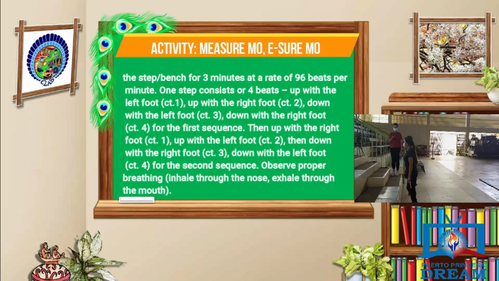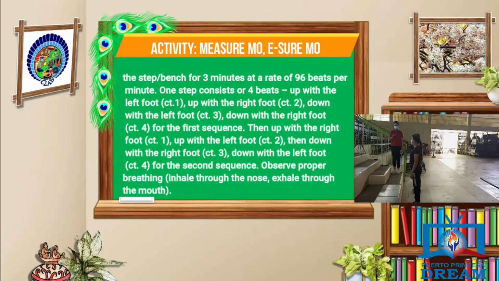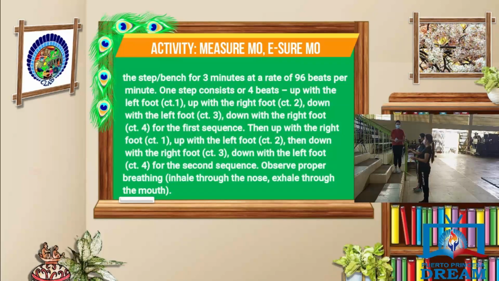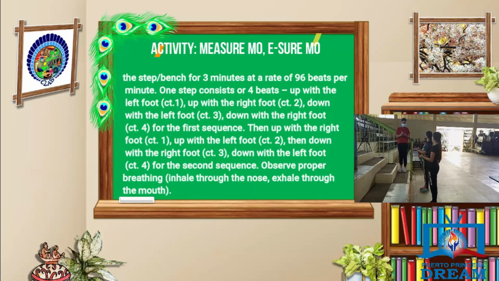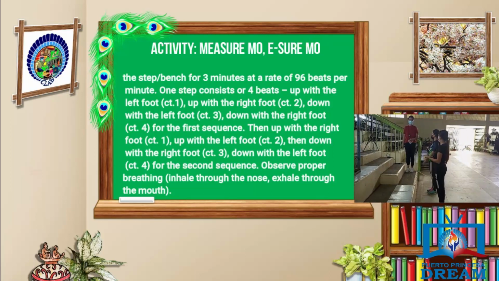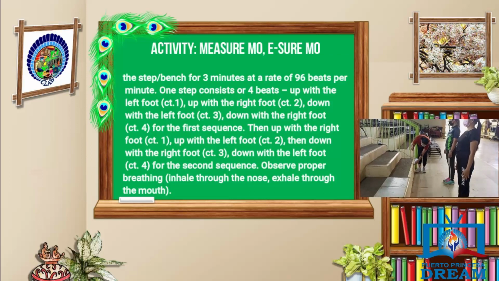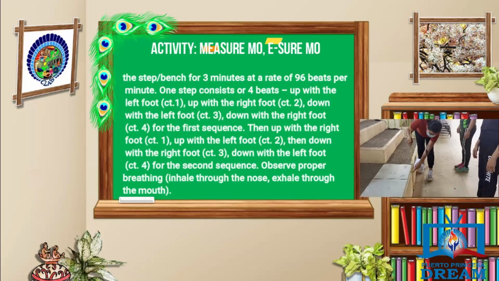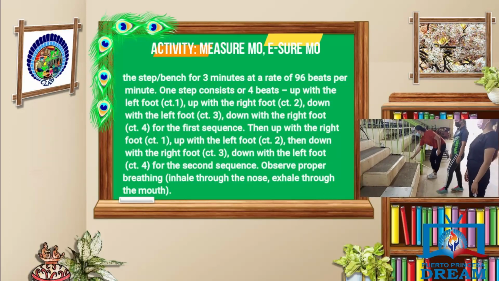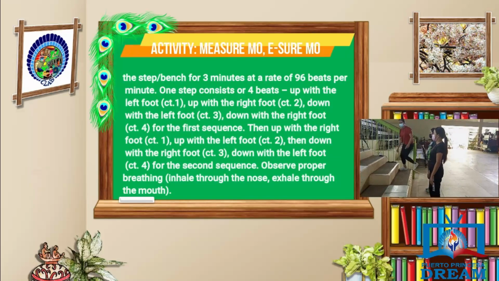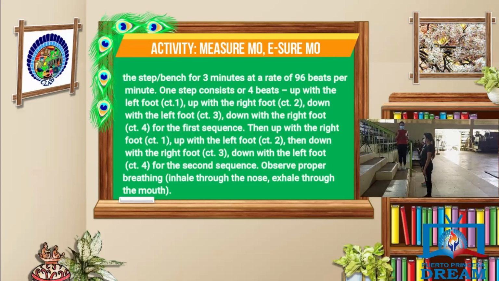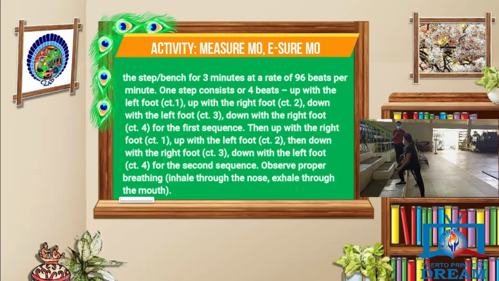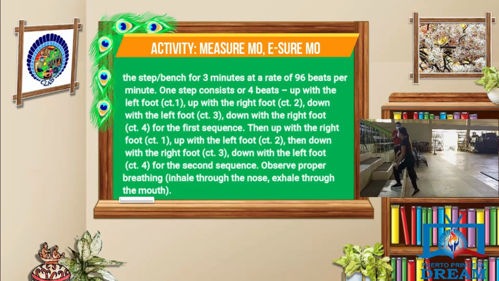Up with the left foot, count 1. Up with the right foot, count 2. Down with the left foot, count 3. Down with the right foot, count 4. That is the first sequence. Then up with the right foot, count 1 again. Up with the left foot, count 2. Then down with the right foot, count 3. Down with the left foot, count 4, for the second sequence.